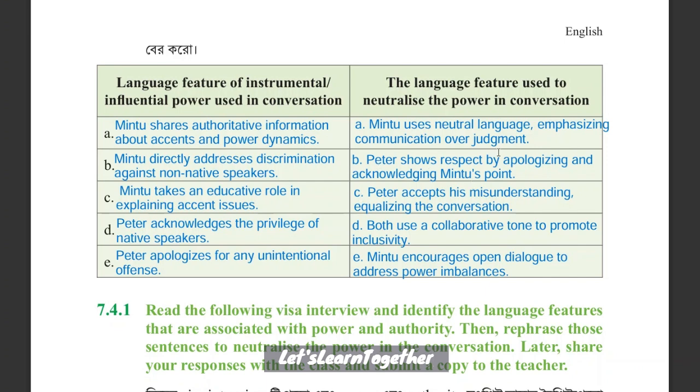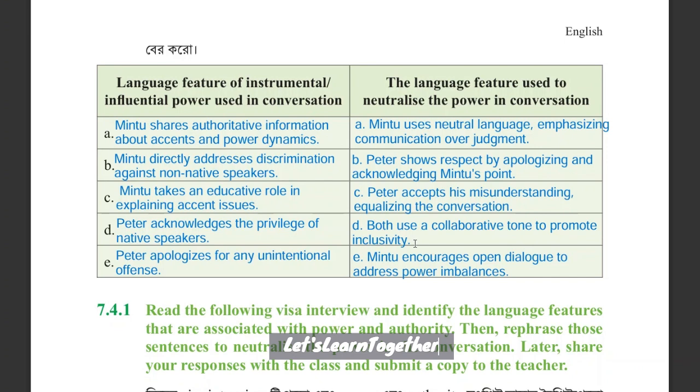Then Peter shows respect by apologizing and acknowledging Mintu's point. That means rather than showing more disagreement, Peter chose to respect Mintu's opinions and apologize for his unintentional mistake. So that is also a kind of neutralization of power in the conversation. Then Peter accepts his misunderstanding, equalizing the conversation. And after that, both use a collaborative tone to promote inclusivity.